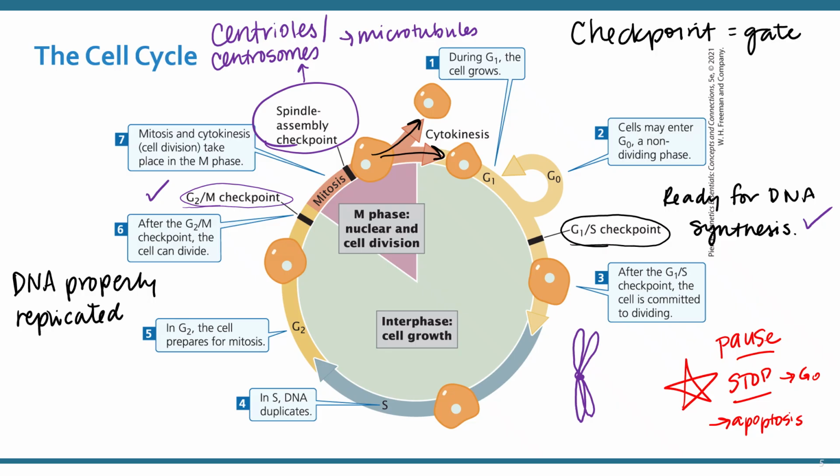Otherwise, it can enter a long-term pause phase called G0. G0 is a non-dividing phase. And again, it can be permanent or it can be temporary. If it is a problem with the cell, it's probably going to enter apoptosis instead. But there are a few cells that will enter G0 on purpose. So one of those is neurons.